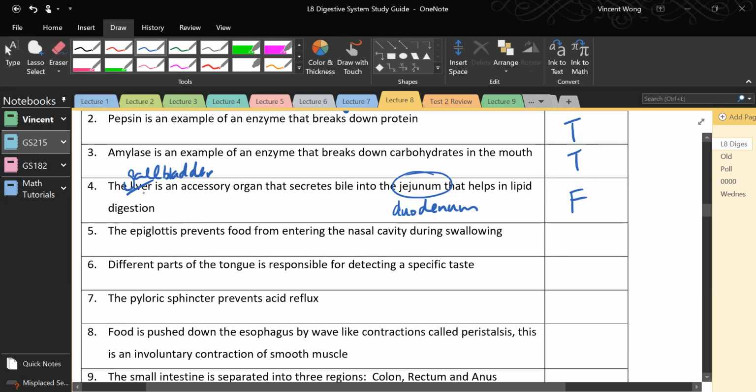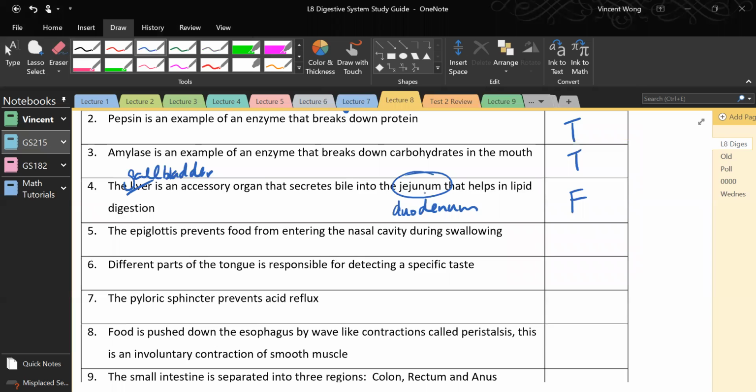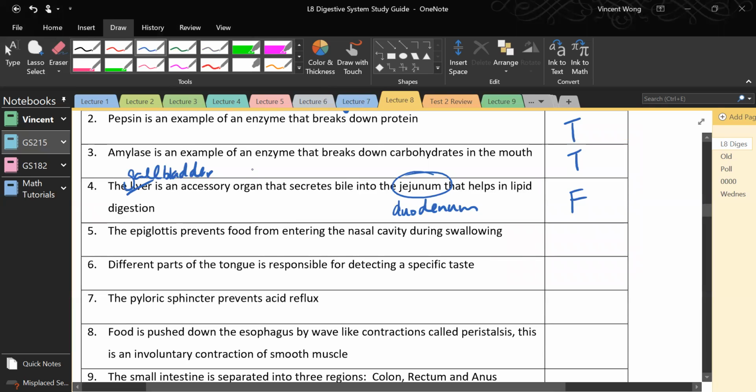Okay, the liver makes the bile, but then it's stored in the gallbladder. The only time the liver is going to secrete directly into the duodenum is if you remove your gallbladder. So if someone has gallstones or something, they remove the gallbladder, then the liver will secrete directly into the duodenum.